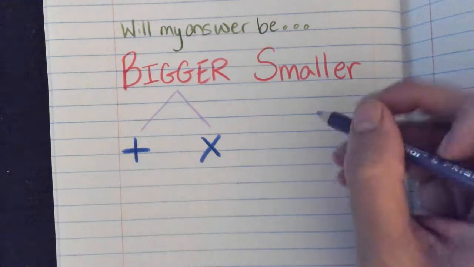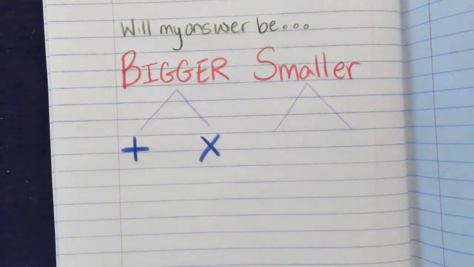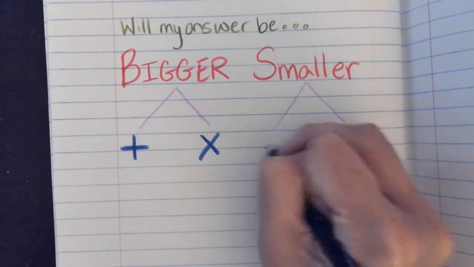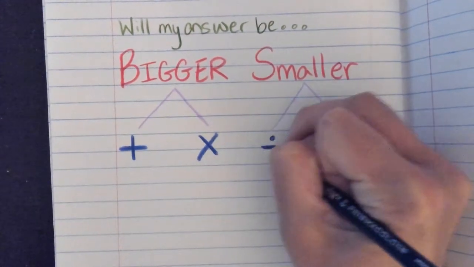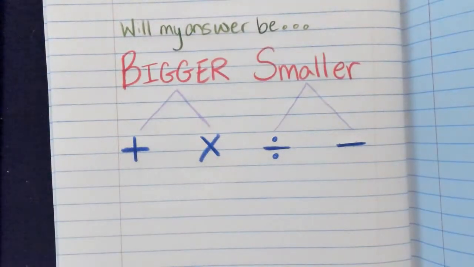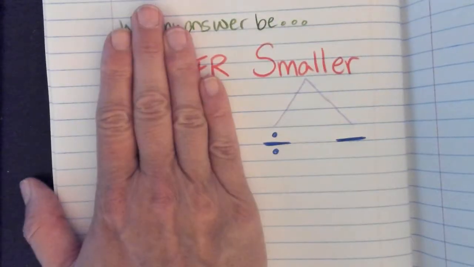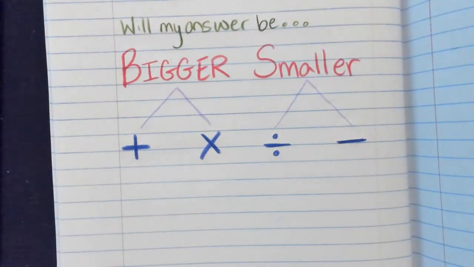And then there are only two operations in the whole wide world that make numbers smaller. And watch the order I put these in, because it matters for how this flowchart works. And those operations are division and subtraction. So will my answer be bigger or smaller? And if you can get this far, then you at least have eliminated two of the possible operations you could use.